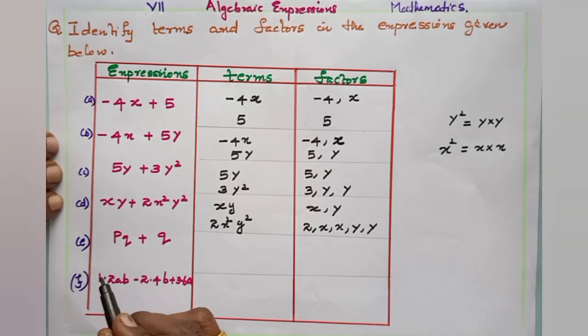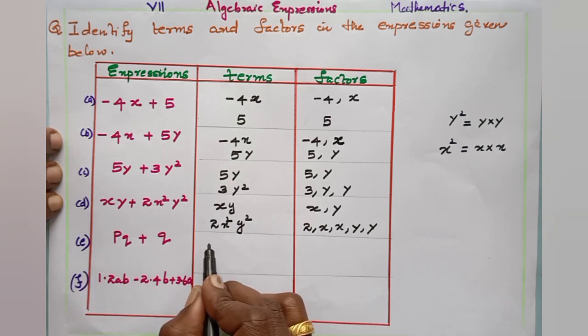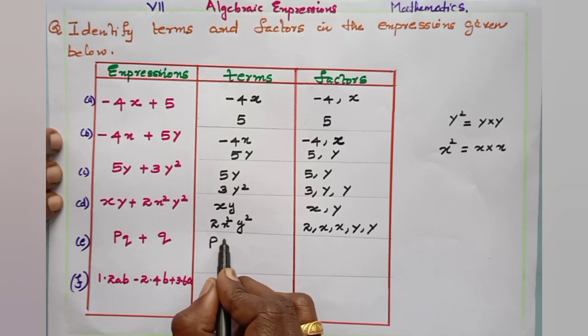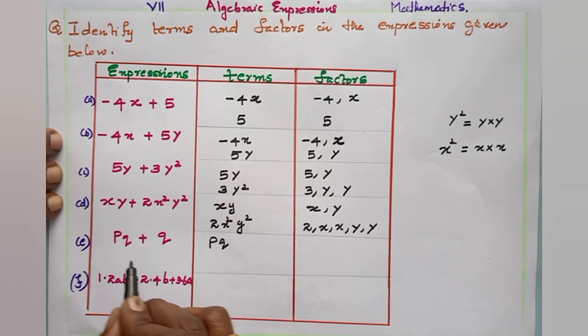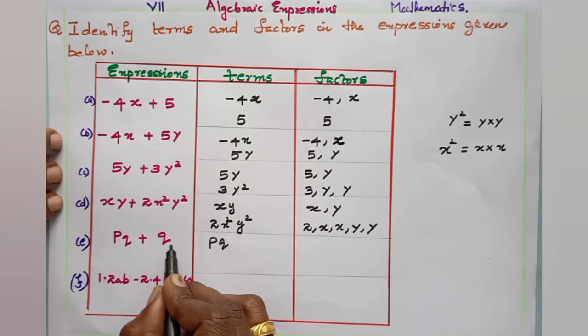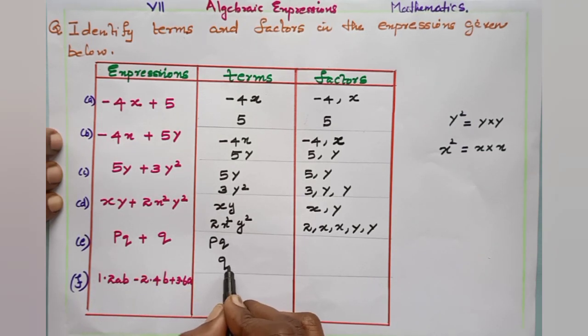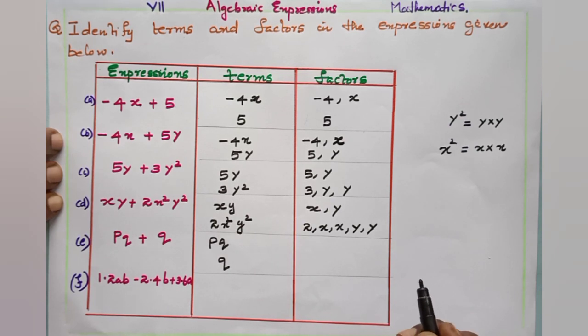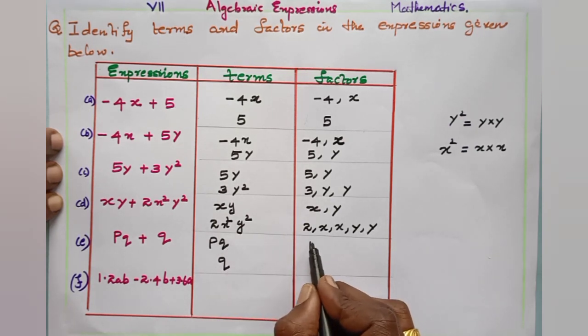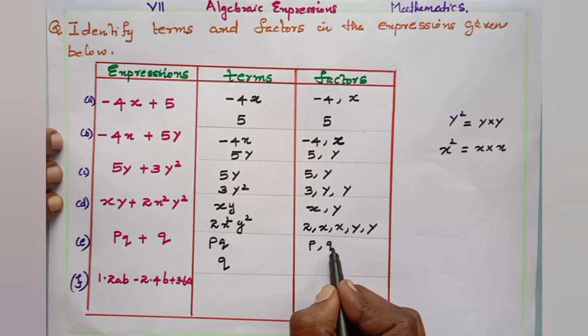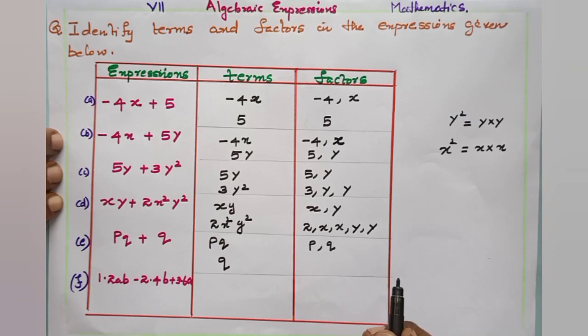Okay. Then listen, this is question number E. PQ plus Q. We get two terms here, PQ as one term and Q as the second term. So PQ and Q are the terms. PQ, the product of P and Q, so the factors are P comma Q. Q has only one variable, so Q is the factor.